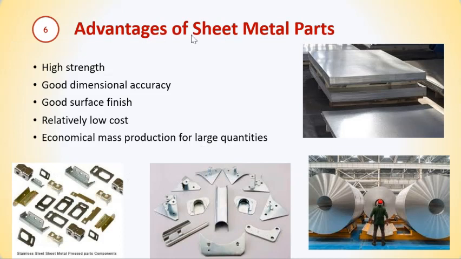And these are the advantages of sheet metal. Okay, so first, high strength, good dimensional accuracy because it depends on the die. Since you're working with thin sheet like this, it's easy to get good dimensional accuracy. And then you have a very good surface finish, okay? Because you are working with cold working. So with cold working, dimensional accuracy is quite good, and also you don't have to worry about the surface finish. And relatively low cost because you can produce in mass production by using the die.